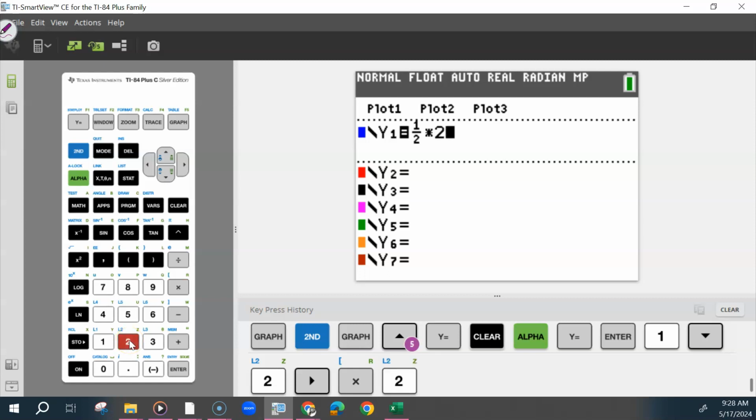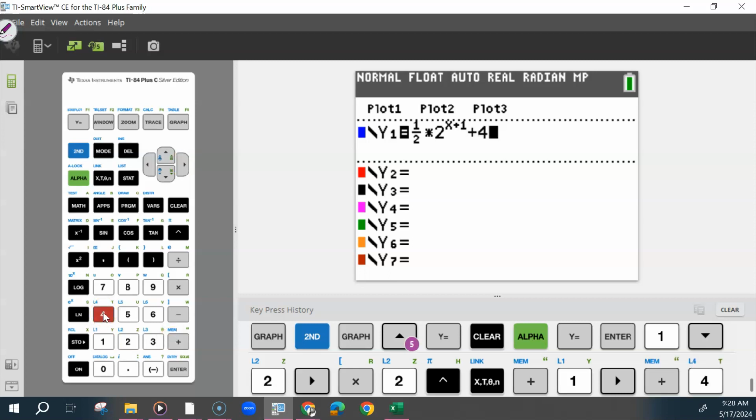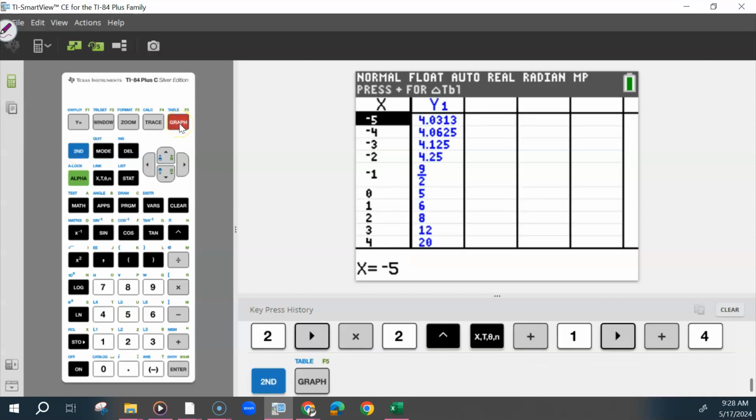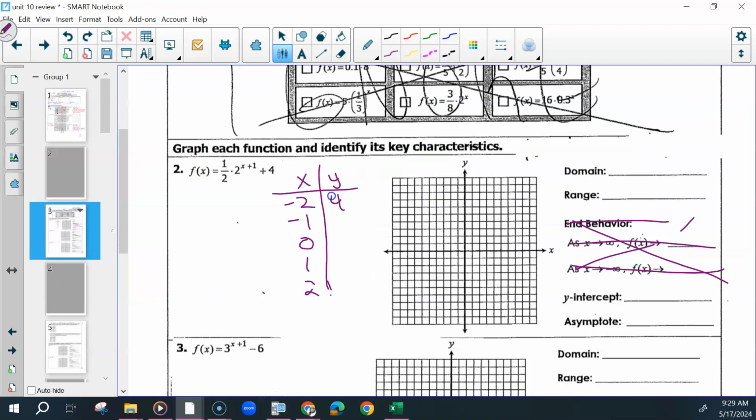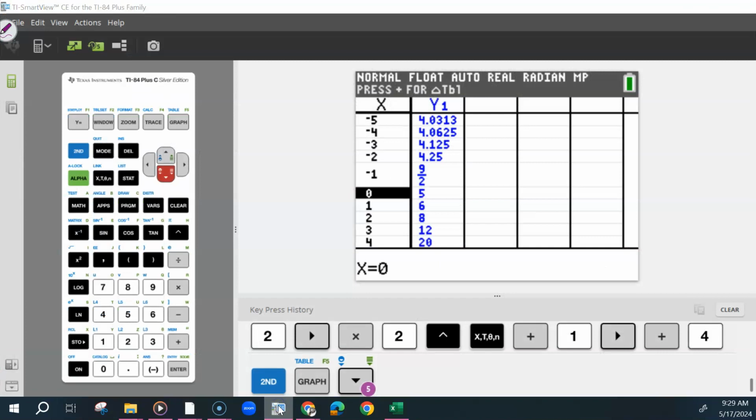Make sure you use the caret or the top hat, whatever you call this, for the x plus 1. And then come down for the plus 4. Now you could put each one in by hand and do it that way, and then go into your table. And I'm just going to fill these in. 4.25, 9 halves, or 4.5. 5, 6, 8.